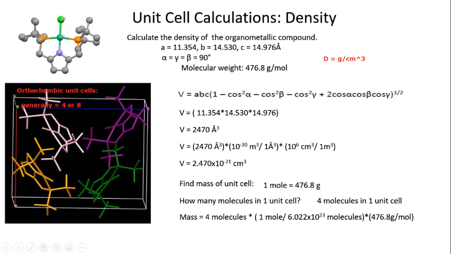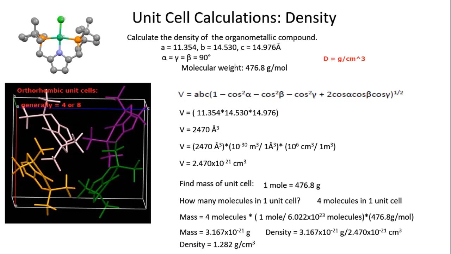And we know that there are 6.022 times 10 to the 23rd entities in 1 mole, and we know the molar mass. So we can get the mass of this 1 unit cell. So now we have the mass, we have the volume, we can calculate the density. And here the density is 1.282 grams per centimeter cubed. And when you look at a crystallographic file and you see the density stated, this is how they calculate the density.